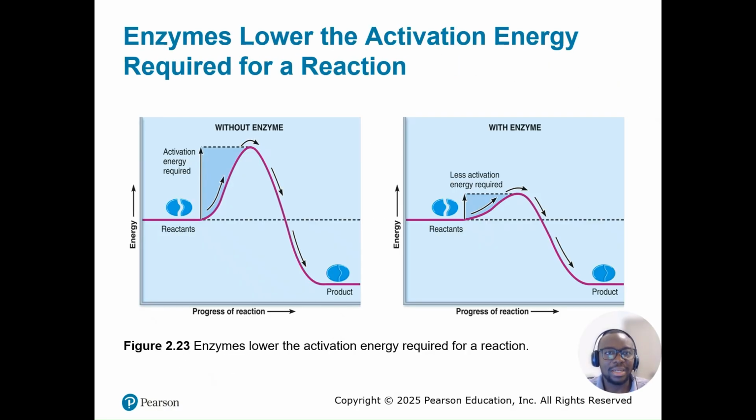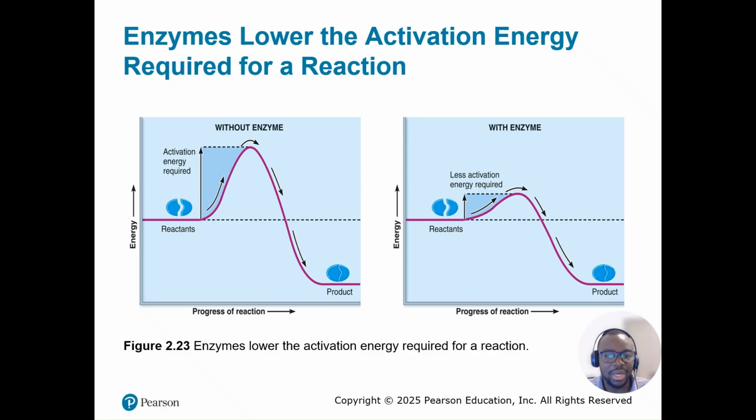Enzymes lower activation energy, which is the energy needed to initiate a chemical reaction. Enzymes allow chemical reactions to proceed quickly at body temperatures. This figure consists of two charts. Both charts show reactants entering a reaction, with a curve indicating the amount of activation energy required for the reaction to occur and for products to be formed.